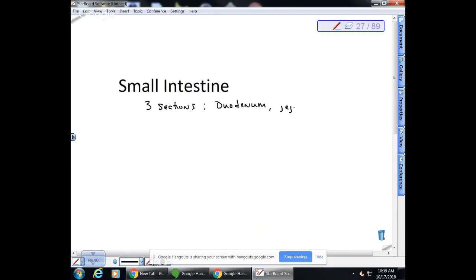The next one is the jejunum. E-U-M. Jejunum. And then we have the ileum. So that is in order. The duodenum is the very first part, so that is what receives the chyme. And then the jejunum and the ileum are important in absorption of nutrients. And then the ileum actually connects to the large intestine. So we can talk about chemical digestion.